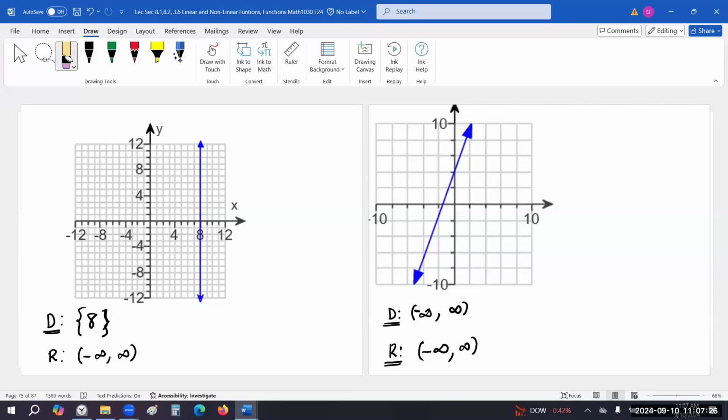Wait, so how would you actually write negative infinity, positive infinity? We don't have a number because we have all the numbers in our mind. Here, we don't have all the numbers in our domain. We have only one, so we wrote the number. Here in our domain, you don't have one number, 2 numbers, 3 numbers. We have all the numbers. It's negative to positive.